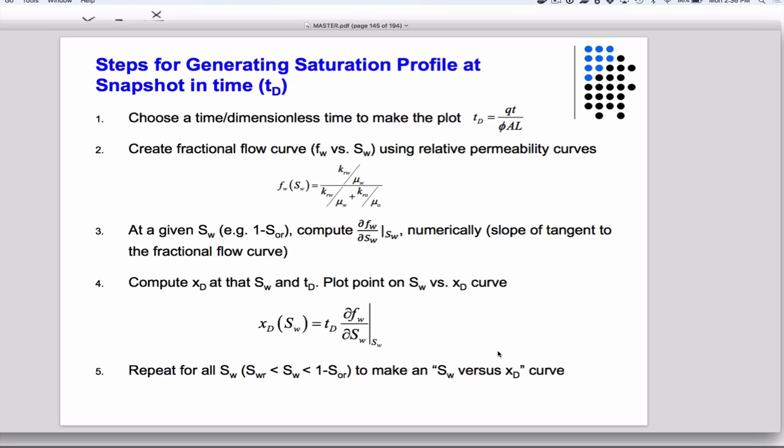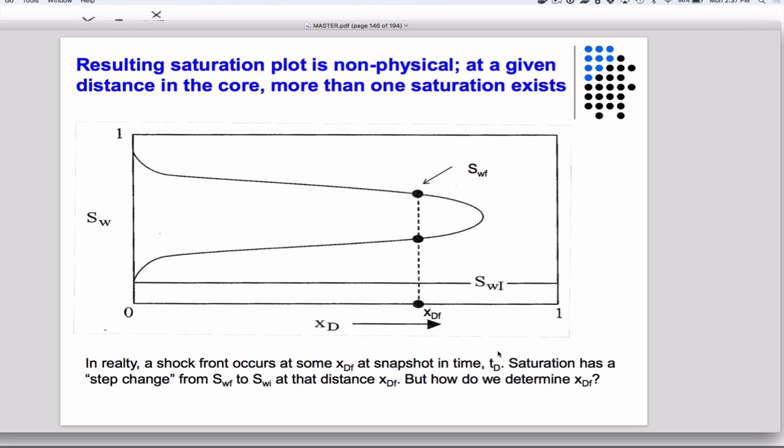So again, now you're iterating. You fix a time, you sample S, and then from that, in your fractional flow curve, you can compute what X is. Right? So you pick an S, you compute what X is, and you put a dot on the screen in your plot. And if you sweep over all the S's, you can plot a profile for that time. And if you do that, this is what you get.